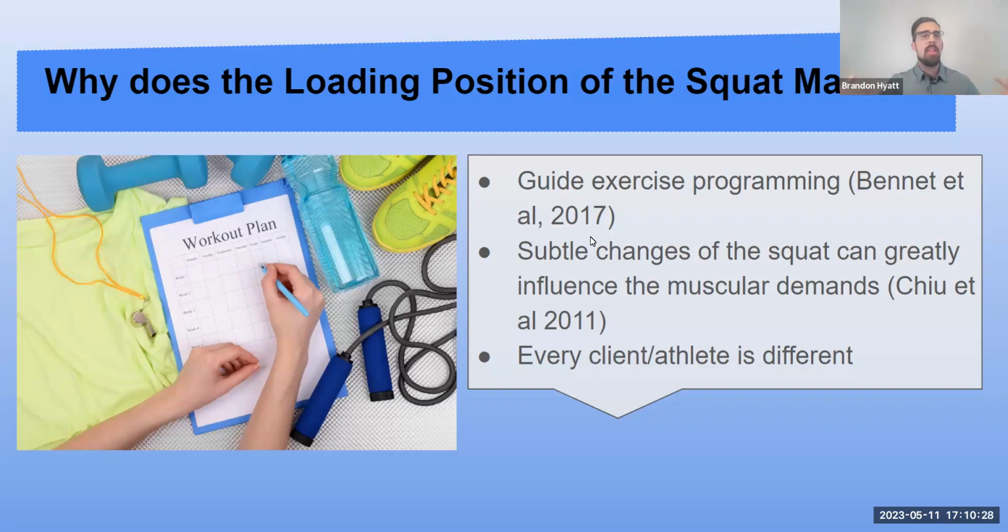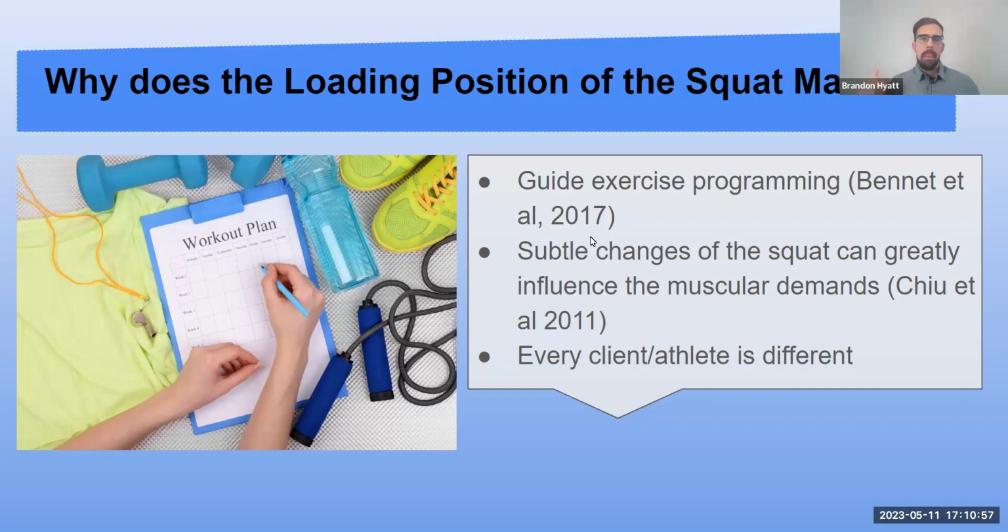So another big reason why we're going to talk about squat loading positions is because ultimately it's going to help you make better programming decisions for your clients. All of your clients are coming in with different needs, different issues, different goals, different demands, and we can use this single variable to really help individualize their training, and they're going to appreciate that a lot more. It's just one other thing that you can do to give them a better experience.